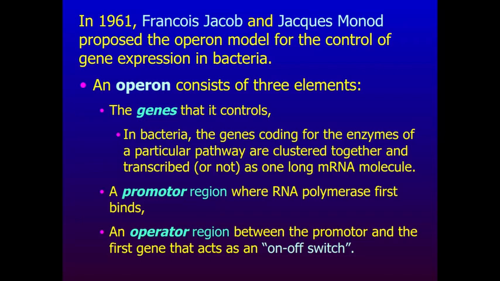And again, operons all have three elements. They have the genes that are going to be turned on or turned off, the promoter region, which is where RNA polymerase binds, and of course the operator region. That's where the regulator protein can bind. And remember, the operator is going to be the on-off switch. Okay, the operator is the on-off switch.